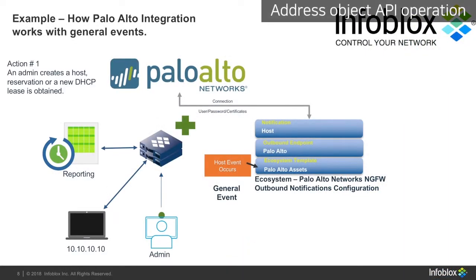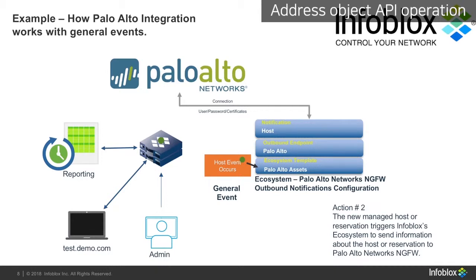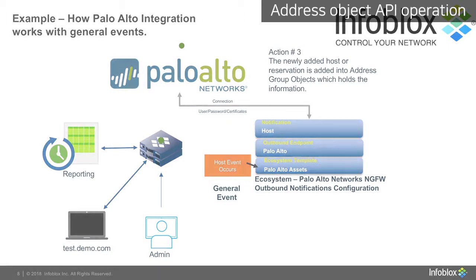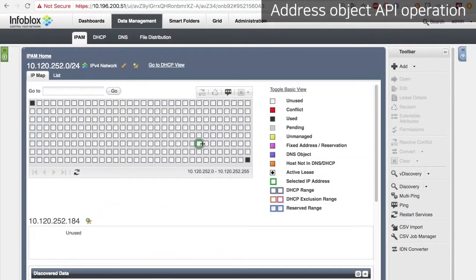Here, an admin creates a host or reservation where a new DHCP lease is obtained. In return, this causes the ecosystem templates to be triggered, sending information to PAN about the host, reservation, or DHCP lease that was just created. Finally, the host is added to an address group object, which you can use to create custom policies. Let's see the integration in action.